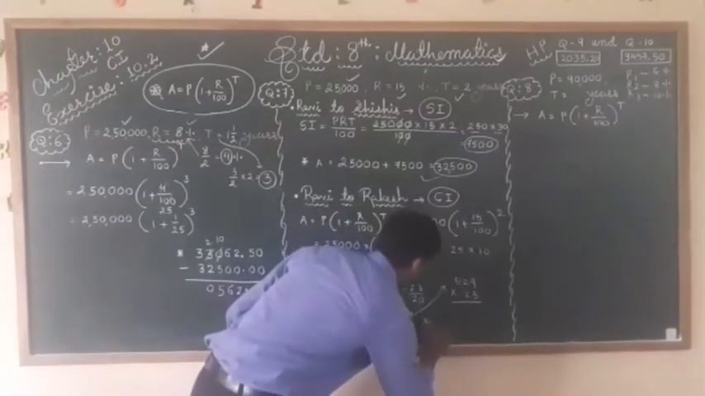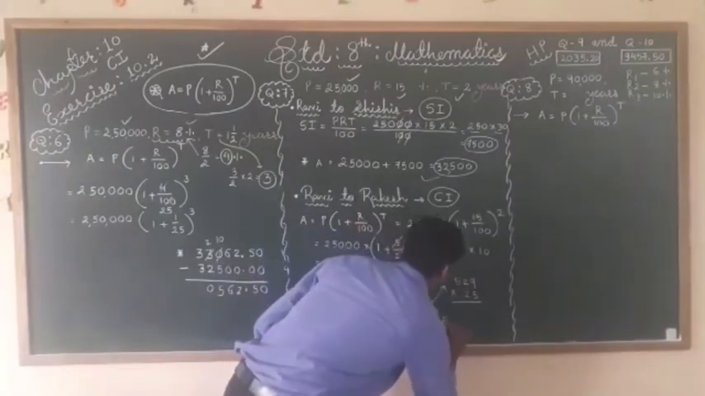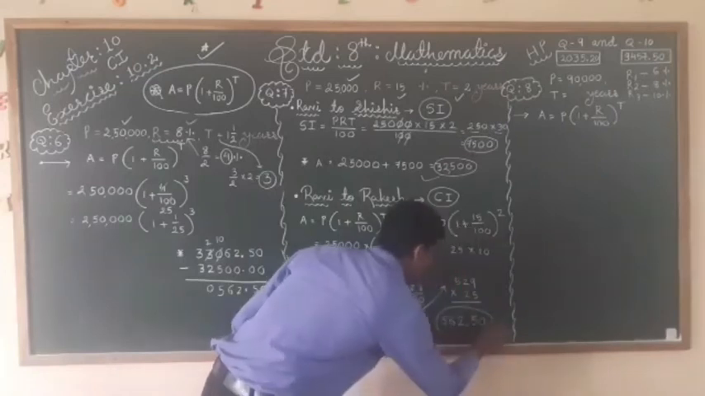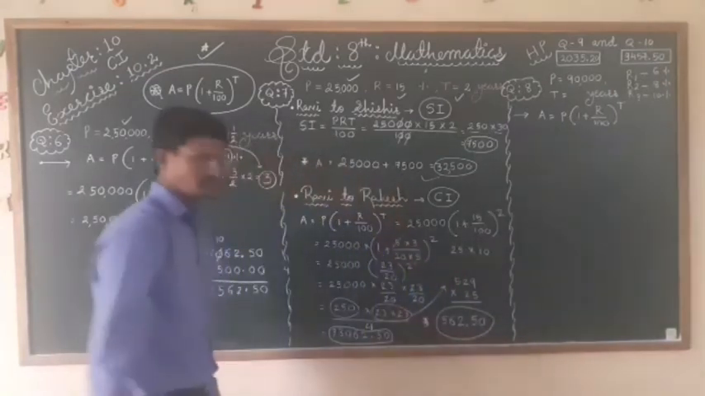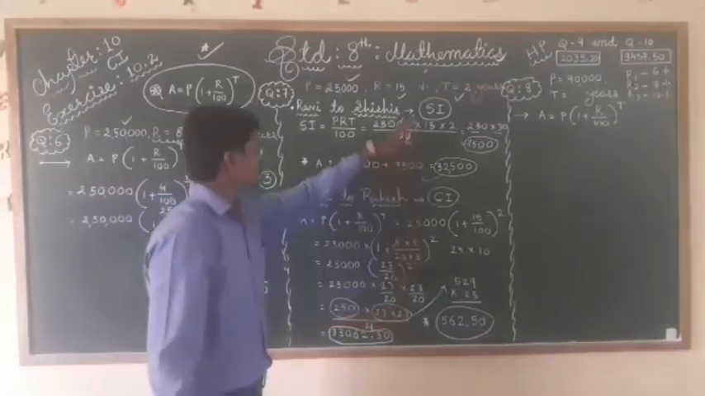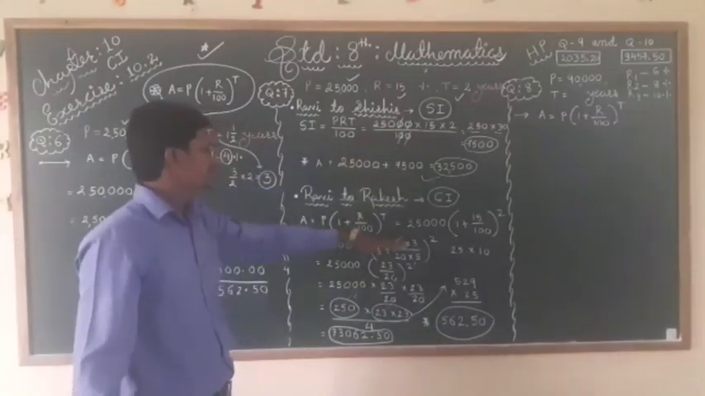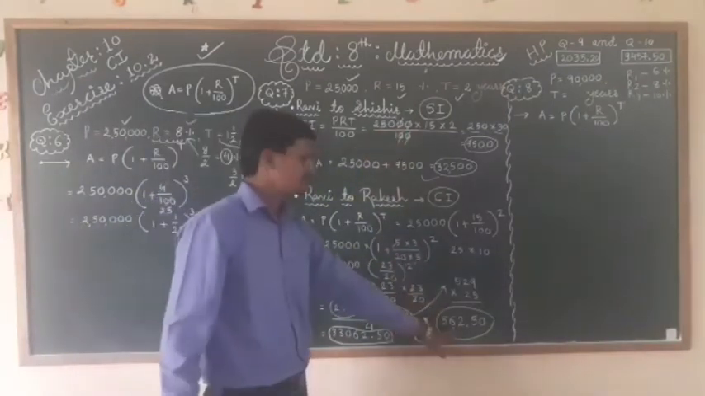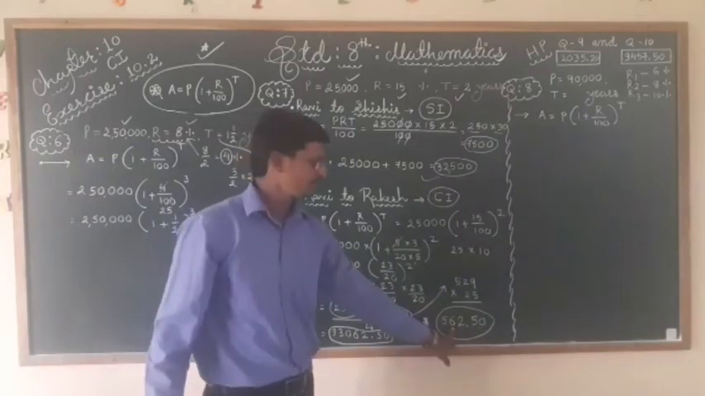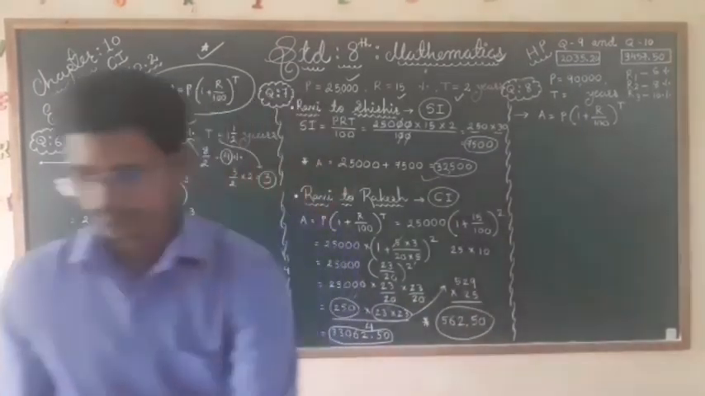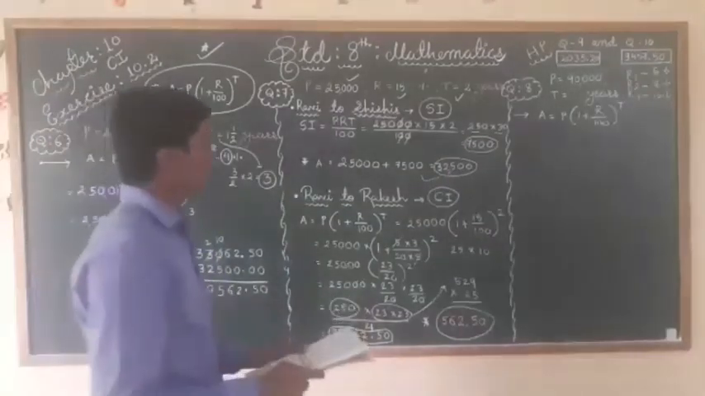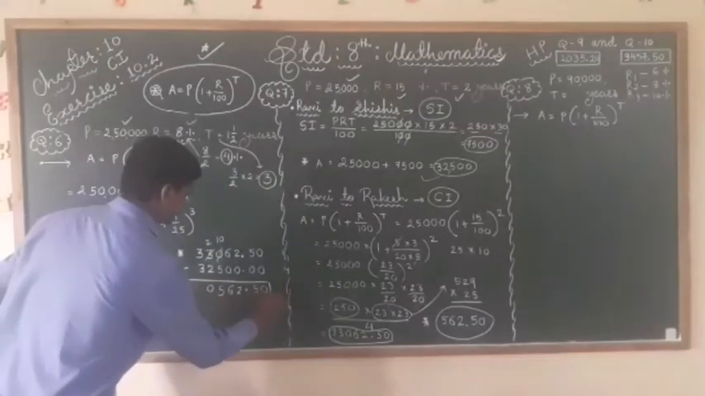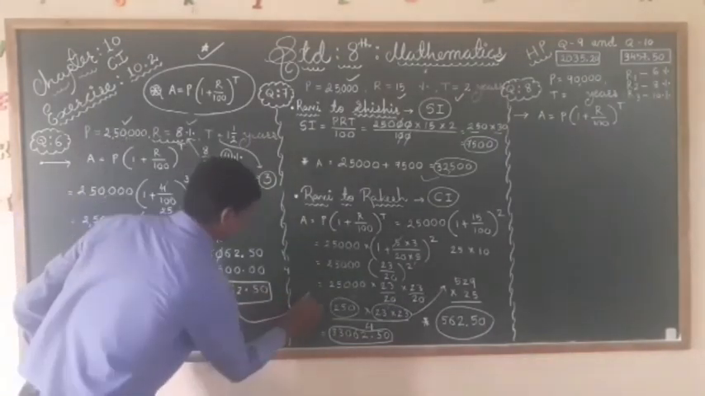So the answer of this question is 562.50 rupees. This is the lengthiest sum if you see in your textbook, in your exercise. Because we are finding simple interest and then compound interest, this is compound interest minus simple interest, that answer you will get, 562.50 rupees. So now next question, question number 8. Very interesting question. So this answer, just keep it in your mind.